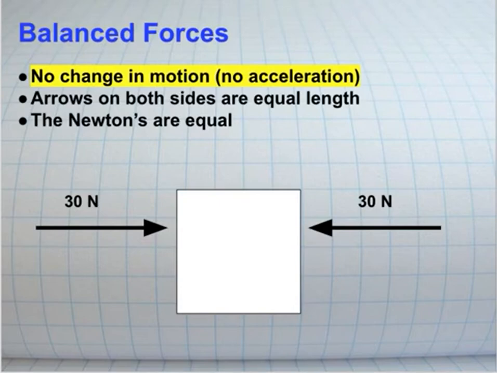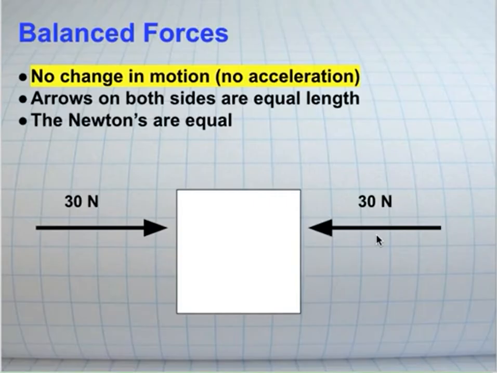It's just what it sounds like: balanced. What that means is all the forces affecting that object are equal to each other. If you look at this force arrow diagram, you can clearly see that the force going in the right direction is equal to the one that's pushing or pulling it in the left direction. When that happens, we can say that the forces are balanced.